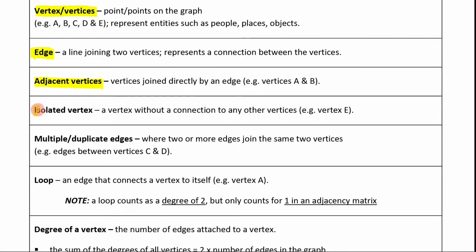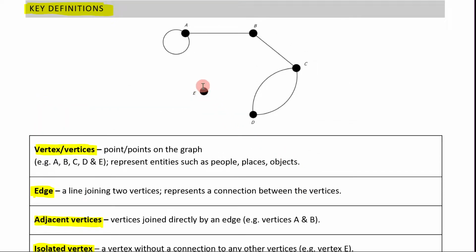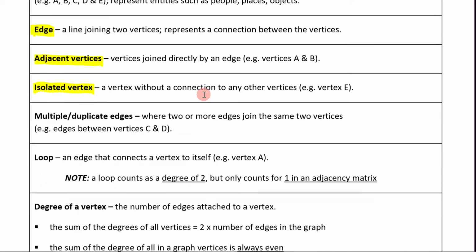Next, an isolated vertex. An isolated vertex is a vertex without a connection to any other vertices, e.g. vertex E. As you can see here, there are no connections from E to any other vertex, so we refer to E as an isolated vertex.